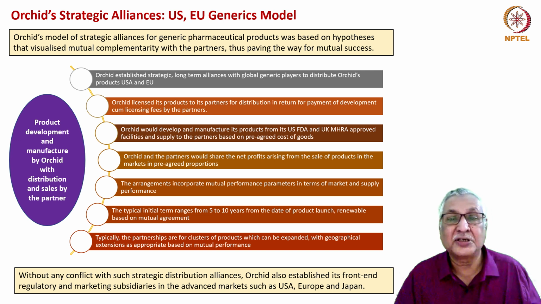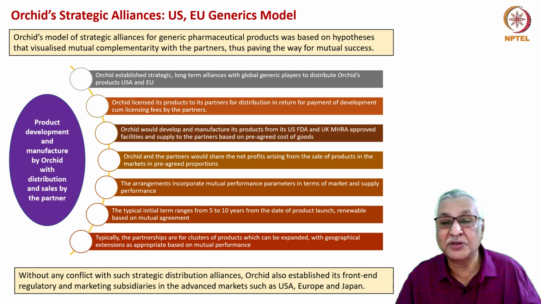Orchid established strategic long-term alliances with global generic players. None was for short-term requirements. Everything was for long-term. And the idea was that Orchid would develop and manufacture the products, and the alliance partners would distribute Orchid's products in USA and EU. Orchid licensed the products to the partners for distribution in return for payment of development cum licensing fees by the partners. Orchid would develop and manufacture the products from the US FDA and UK MHRA facilities and supply to the partners based on pre-agreed cost of goods.